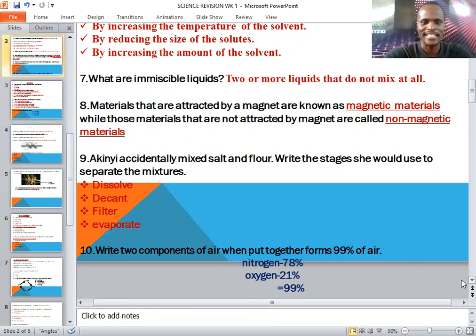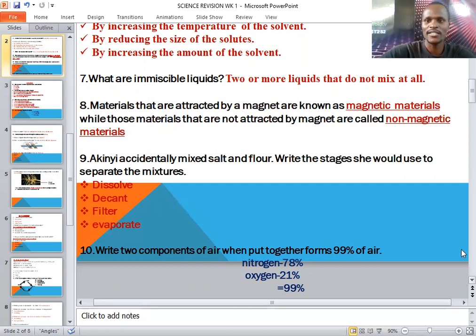Some people are writing very funny answers, but to summarize this, we have nitrogen, which makes up 78%, and oxygen, which makes up 21%. So if you add 78 plus 21, you will get your 99%. So we add nitrogen and oxygen. These two components, if you put them together, you will have your 99% of air.